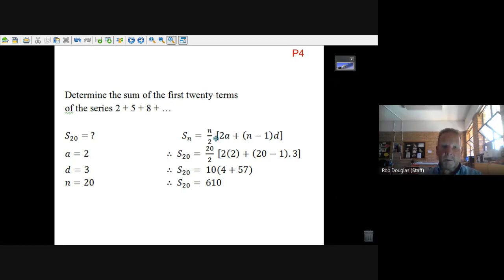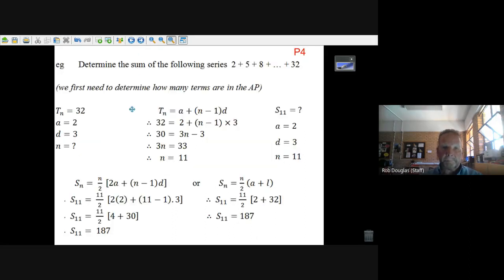But let's just put 20 in for N, 2 in for A, 20 in for N again, and 3 in for D. And there we're going to get our answer. 2 times 2 is 4, 19 times 3 is 57, 4 plus 57 is 61, times 10 is 610. So the sum of these 20 numbers, 2 plus 5 plus 8 plus 11, all the way 20 of them, is 610. Okay, let's take a look at the next question.